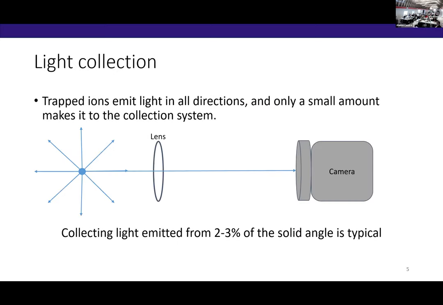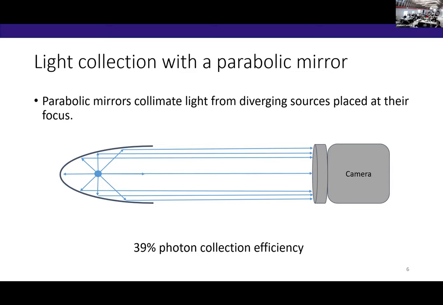Since these collected photons are our data, light collection is super important. So a trapped ion is going to emit light in every direction, but you only get data from the photons that you collect going to your imaging system. So in most traps, there's just a lens placed here and you collect the light that passes through it, which typically is 2 to 3% of the solid angle. Higher collection efficiencies can occur with high numerical aperture lenses or other fancy systems of mirrors, such as a parabolic mirror. The advantage of a parabolic mirror is it will collimate light that passes through its focus.